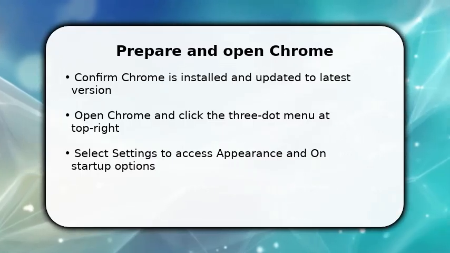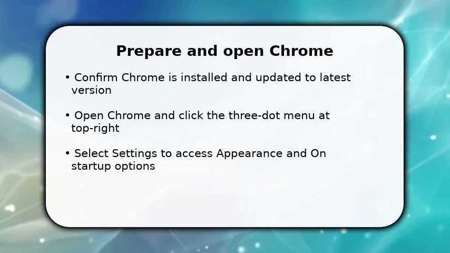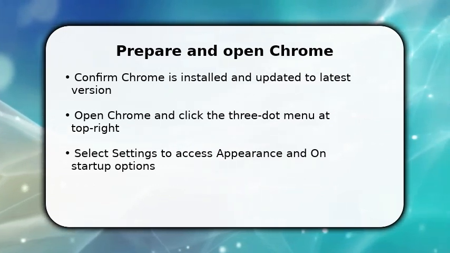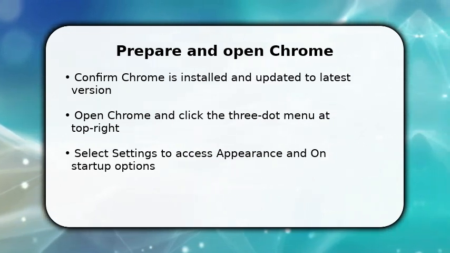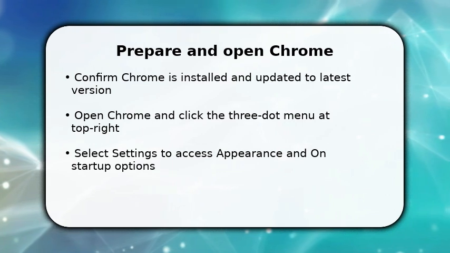You'll start by opening Chrome right now. Make sure it's updated so settings behave predictably. Once Chrome is open, click the three-dot menu at the top right and choose Settings. You want to land in Appearance first.